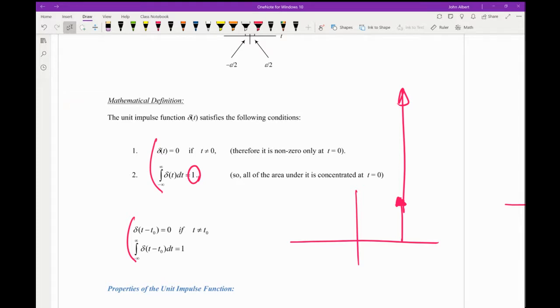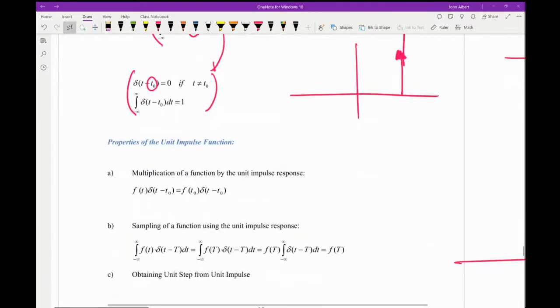And if you need a unit impulse function that doesn't happen at t equal to 0, just shift it by t0, t minus t0. But the same 2 definitions that I have there also apply here. Exactly the same definitions. Right. Okay, now let's talk about some of the properties.